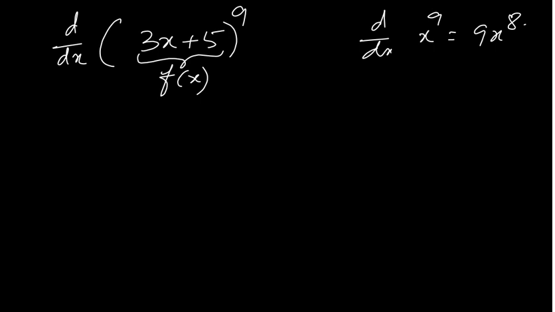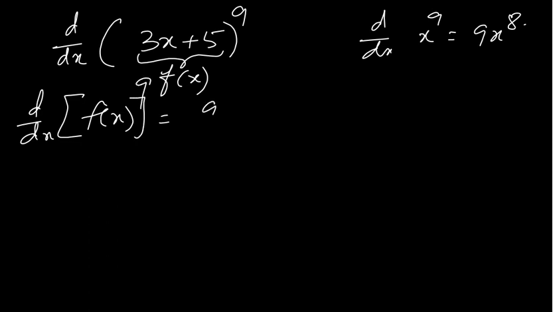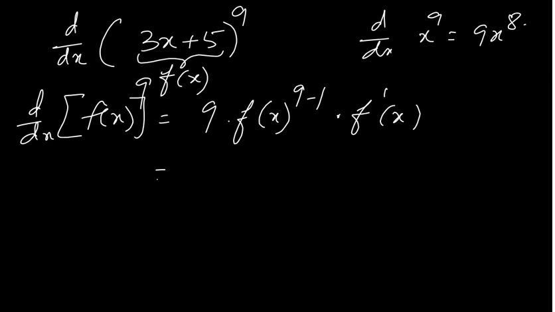So what is the formula we have? d by dx of f of x to the power of 9. So it will come as 9 into f of x to the power of 9 minus 1 multiplied by f dash x. f of x is 3x plus 5. So 3x plus 5 to the power of 8 into, what is the differentiation of 3x plus 5?